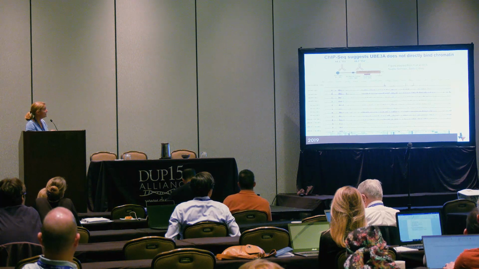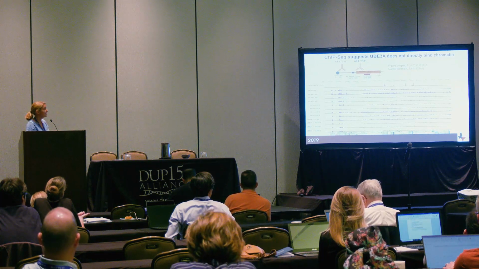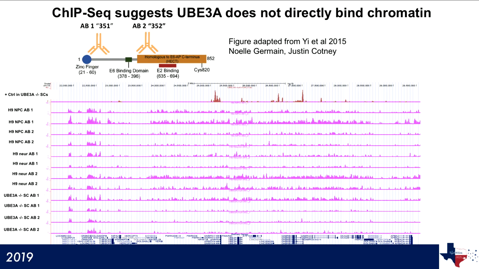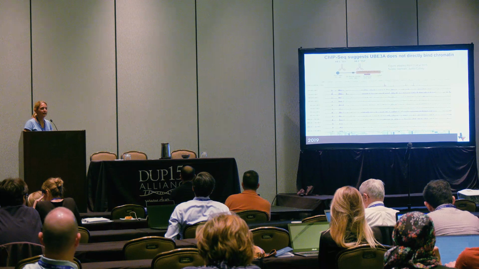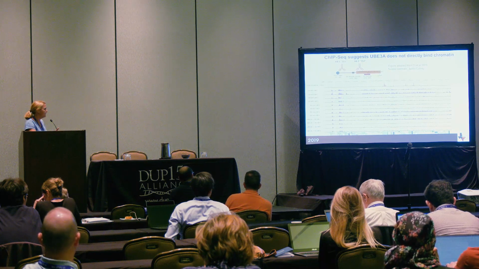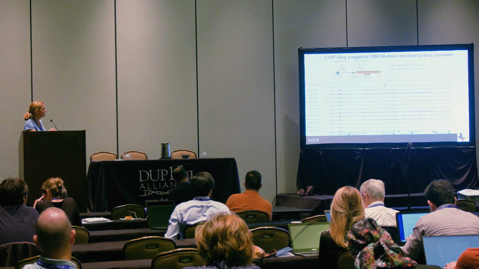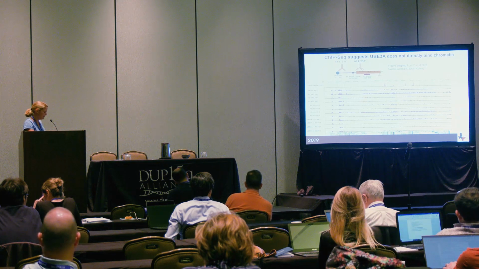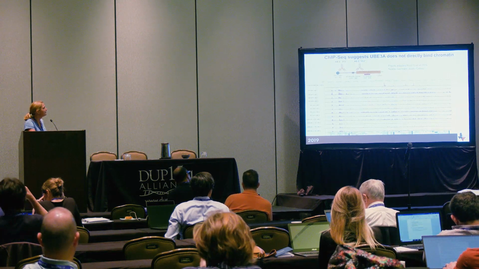This is one other piece of data that suggests that UBE3A does not directly bind chromatin. I seem to be the queen of negative data, but we did a lot of different ChIP-seq using 2 different antibodies and several different cell types, neural precursor cells, stem cells, and neurons, all to demonstrate that we really don't see any UBE3A binding anywhere to chromatin. Again, it's negative data, so maybe we ultimately did all of this wrong. Our control ChIP said we didn't, but that's a caveat.